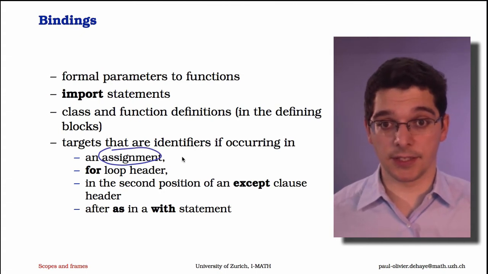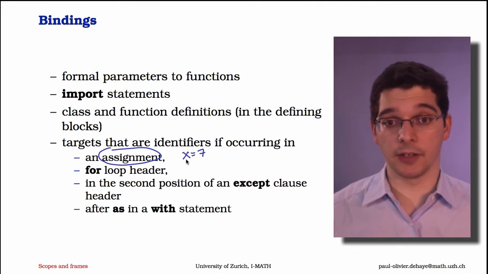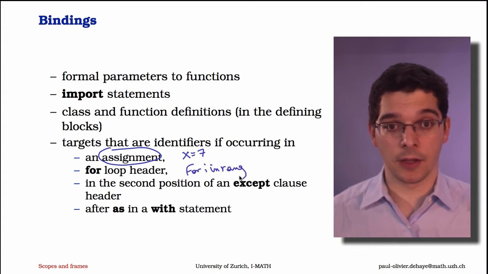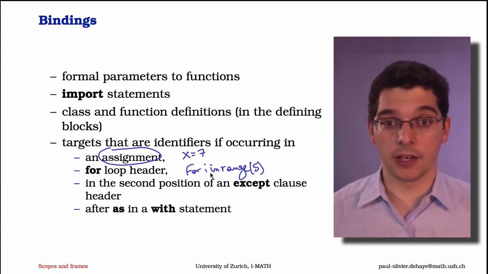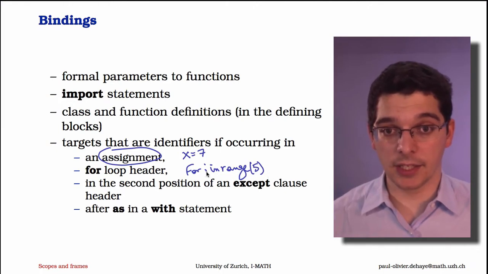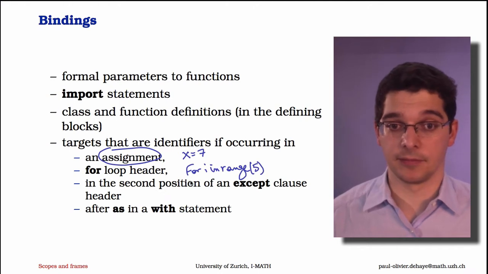Okay, so this is very simple. If you write x equals 7, you're doing a new binding of the name x to 7. Also, if you're doing a for loop, so if you're doing for i in range(5), well, there you have done a new binding of the variable name i. Okay, and this binding is valid for the whole block where the for stands.